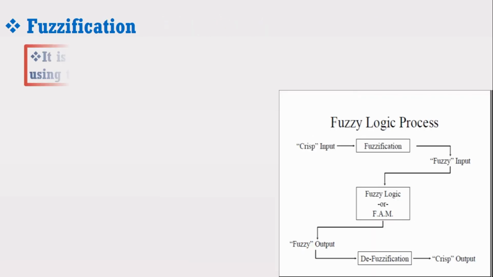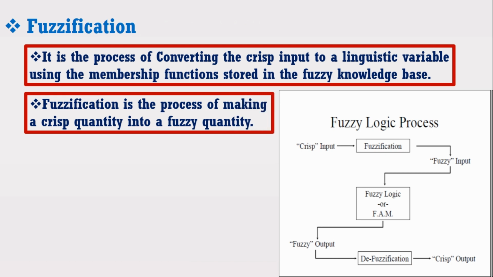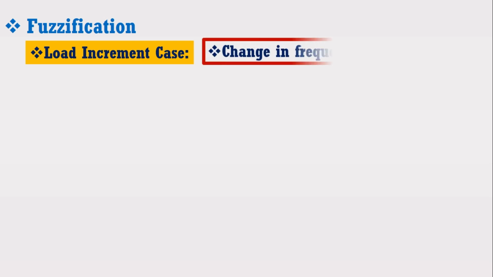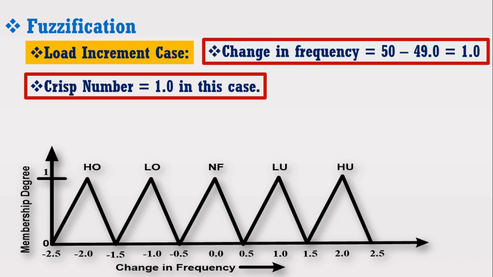Fuzzification is the process of converting the crisp input to a linguistic variable using the membership function stored in the fuzzy knowledge base. Or in other words, it is the process of making a crisp quantity into a fuzzy quantity. For better understanding of this crisp number and fuzzy quantity, let's consider the same example of load increment case. Suppose due to increase in load, system frequency reduces to 49 Hz, resulting in a difference of 1 Hz. Now this 1 Hz is a real number or crisp number.